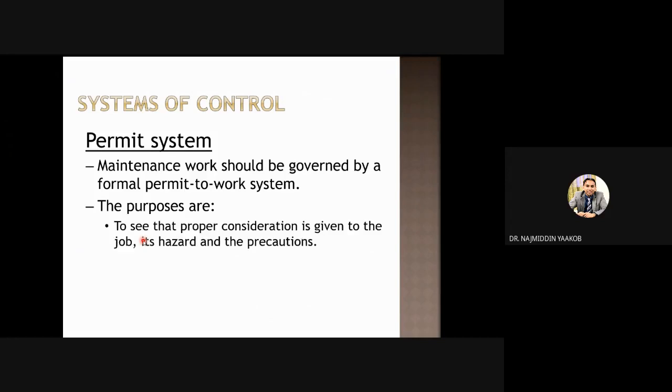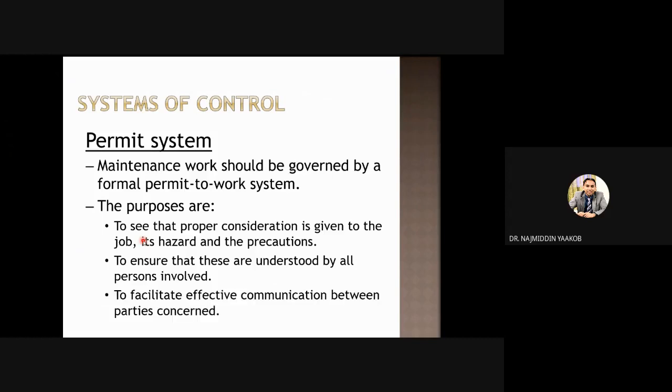To ensure proper consideration is given to the job, the hazards and precautions. You need to know what the hazards are when you do your maintenance, and what precautionary measures need to be taken, to ensure that these are understood by all persons involved, and to facilitate effective communication between the parties concerned.